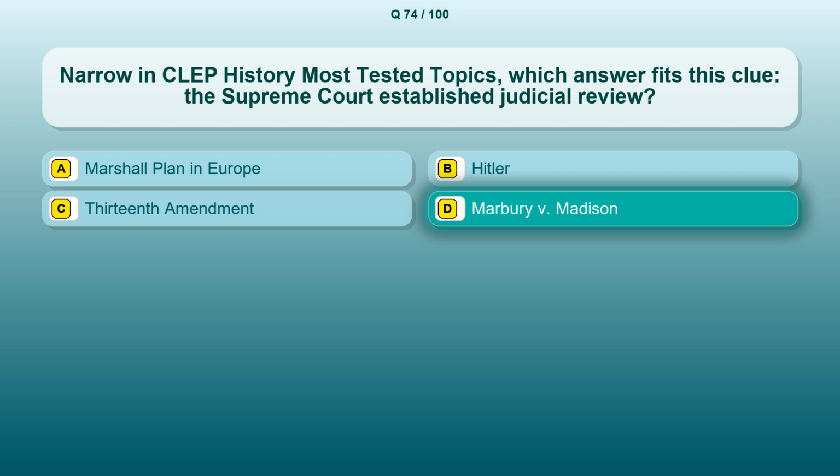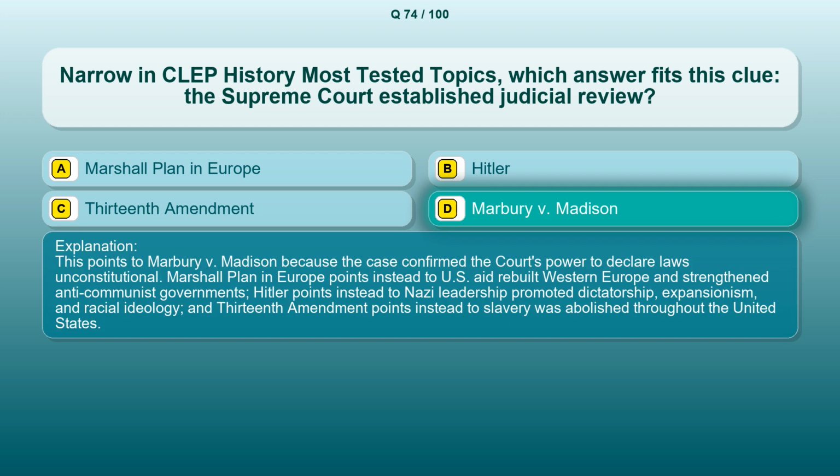The correct answer is option D, Marbury v. Madison. This points to Marbury v. Madison because the case confirmed the court's power to declare laws unconstitutional. Marshall Plan in Europe points instead to U.S. aid rebuilt Western Europe and strengthened anti-communist governments. Hitler points instead to Nazi leadership promoted dictatorship, expansionism, and racial ideology, and 13th Amendment points instead to slavery was abolished throughout the United States.